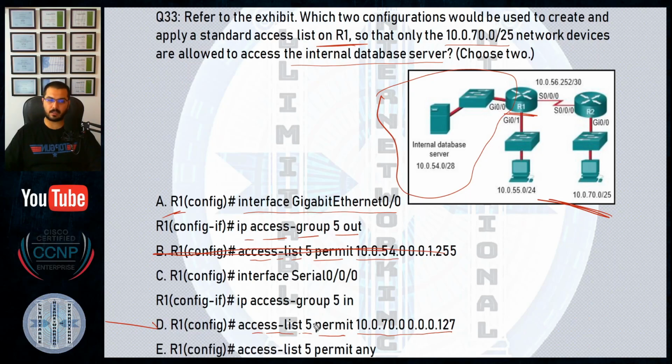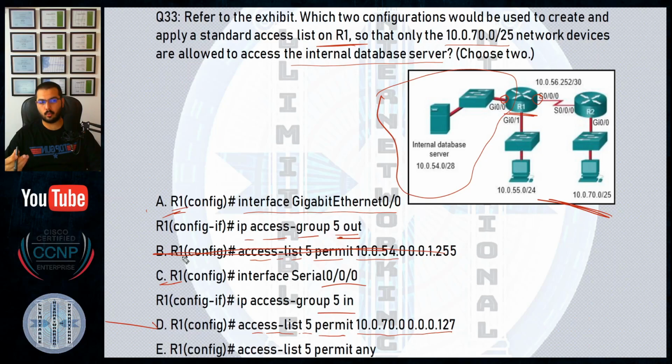No, we need to create an access list and apply it on an interface. So it will be either the interface of A or C. A says on R1 on gigabit Ethernet 0/0, which is this one, applied as out. Correct. Or on R1 on interface serial 0/0/0, this one, apply it as in. Also correct. It will work, out from this interface or in from this interface. Yes, it will work.